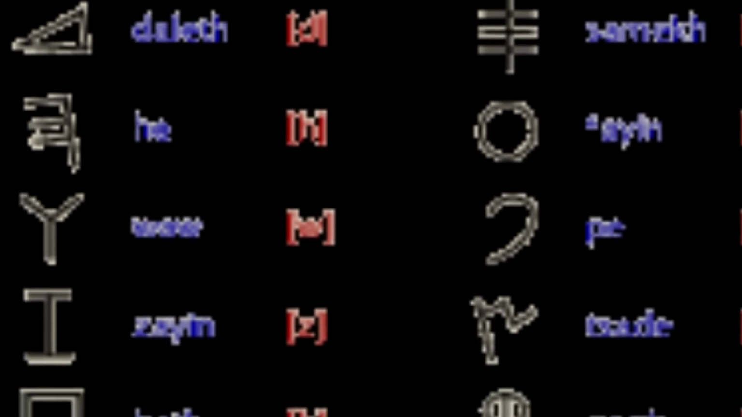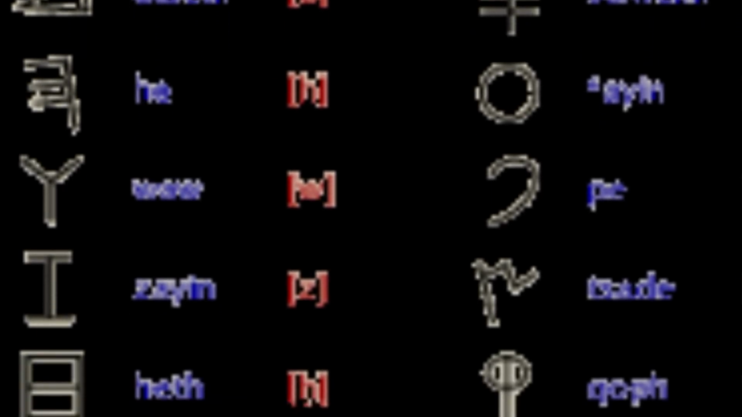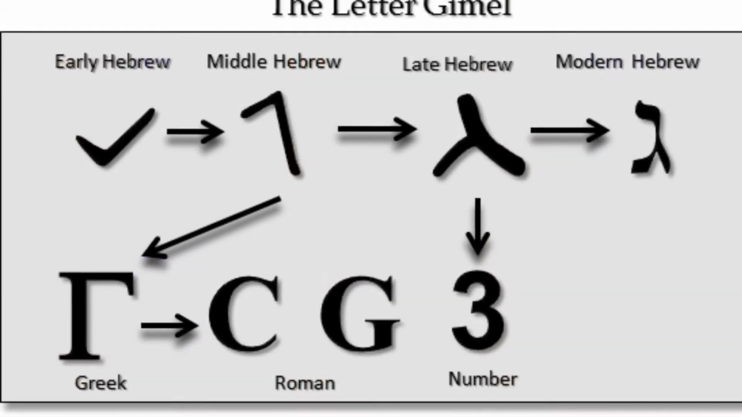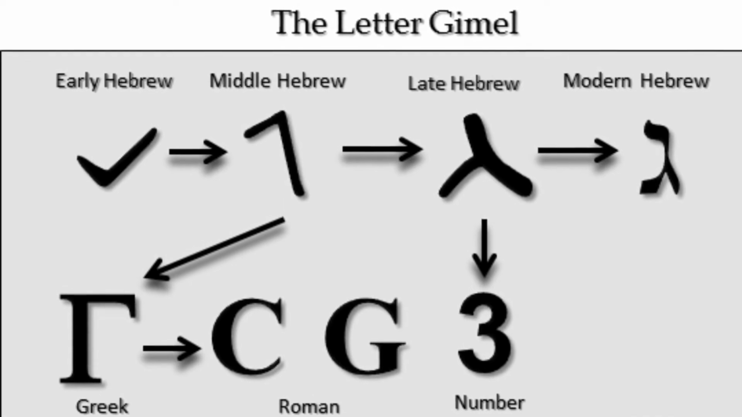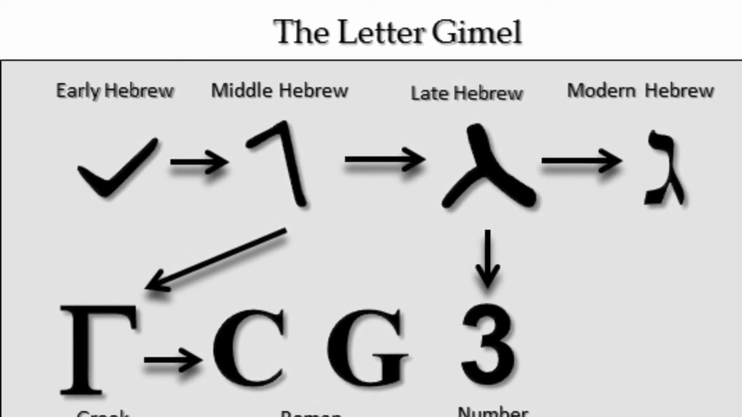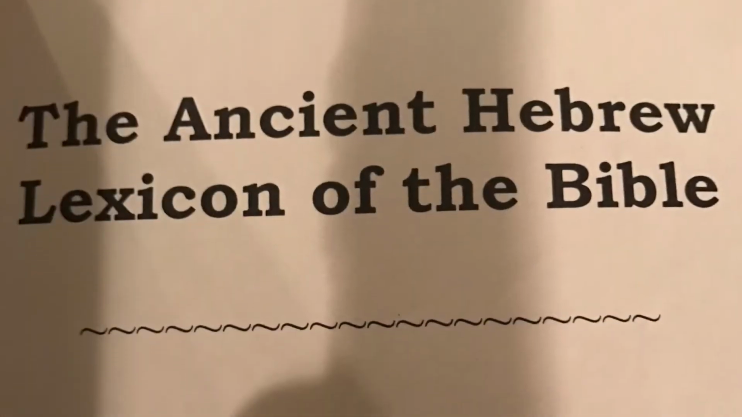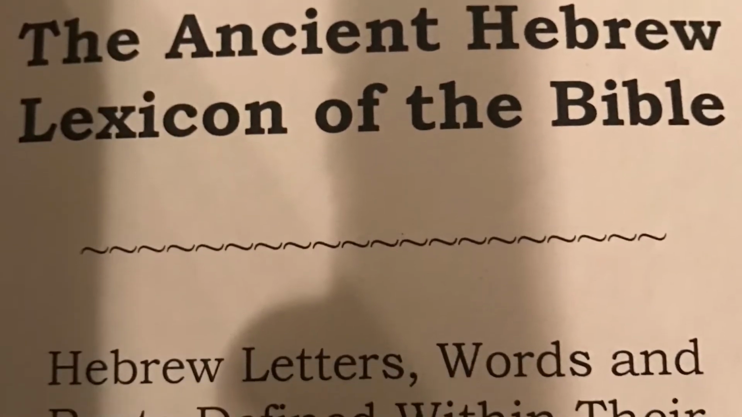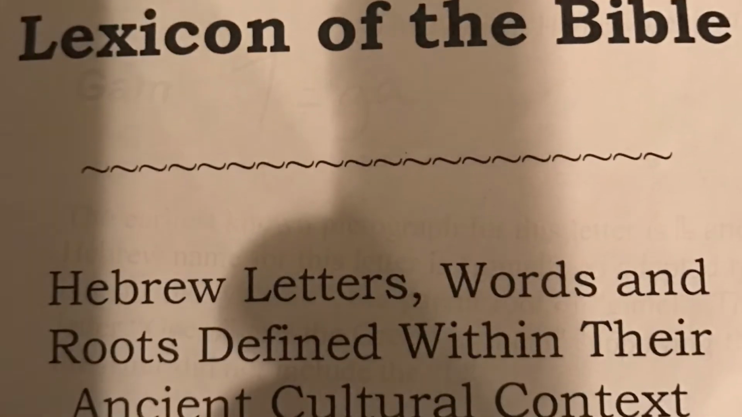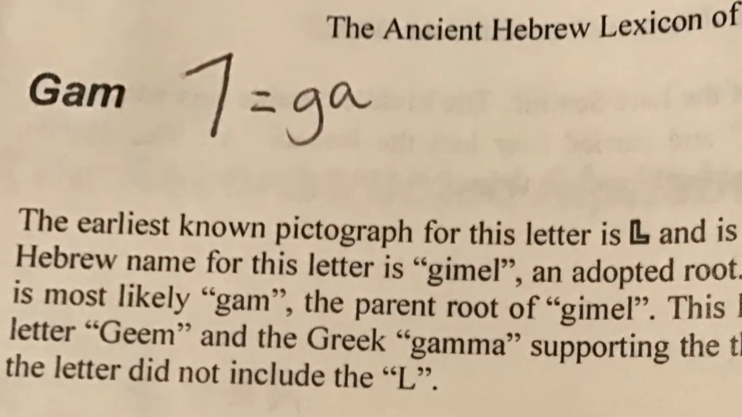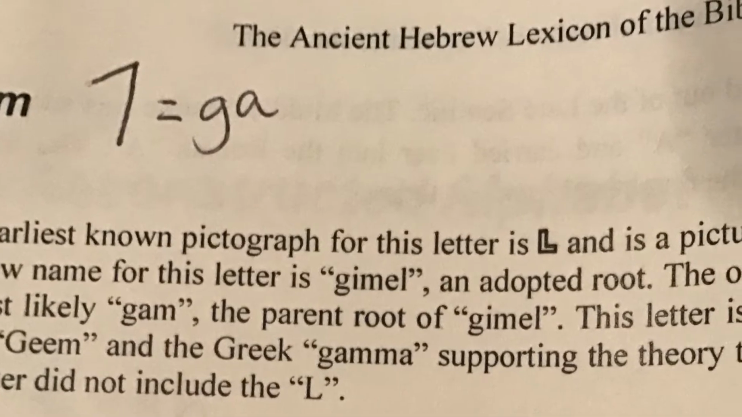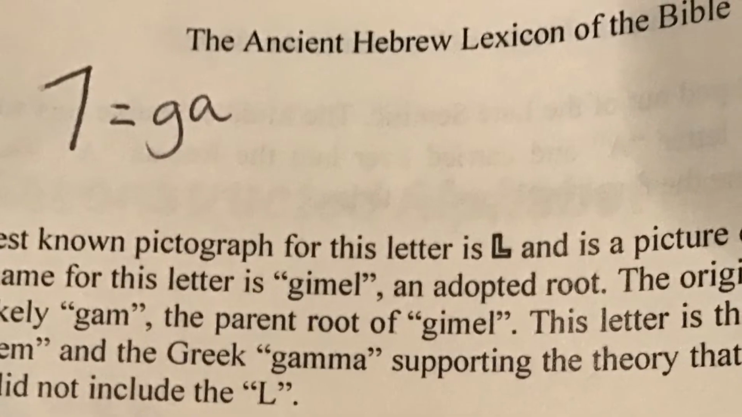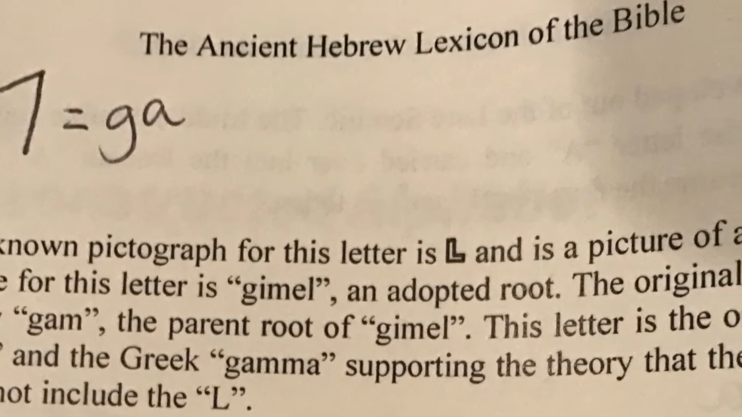Continuing on with the Hebrew alphabet, we're going to go into the letter Ga. We start off with A and Ba. The next one is Ga. Reading from the same book, the Ancient Hebrew Lexicon of the Bible, it says the earliest known pictograph for this letter looks like an L, and is a picture of a foot.